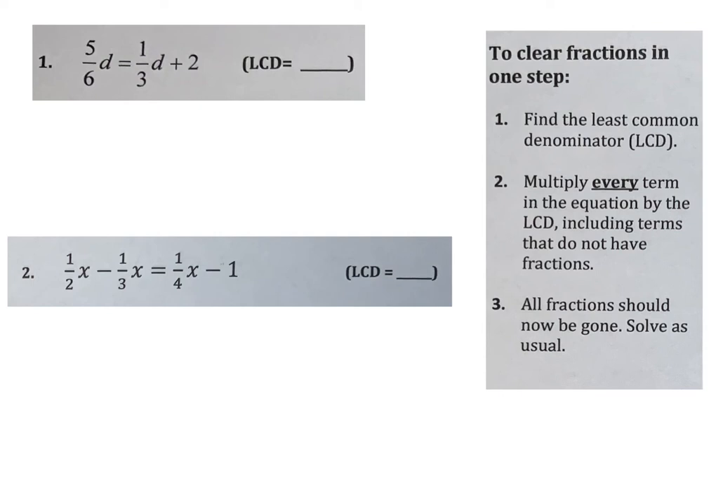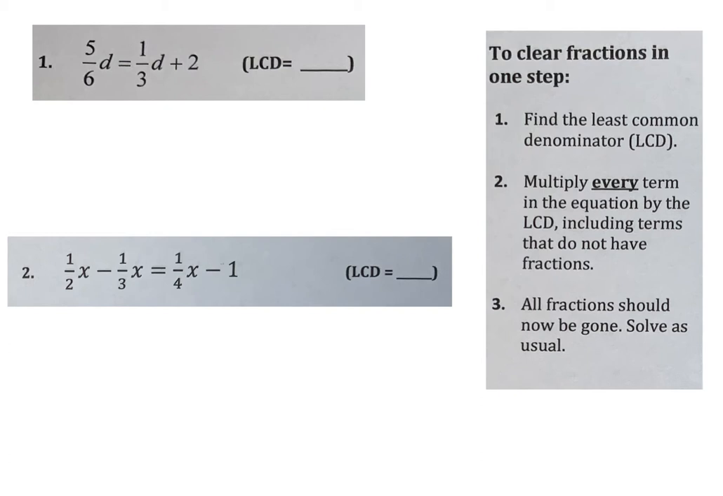It tells you to clear the fractions, multiply every term in the equation by the least common denominator, including terms that do not have fractions. So this is where the biggest mistake is made. People will jump over the ones that don't have a fraction, or they'll forget to do the other side of the equation, all right? All fractions should be gone. So your whole goal of doing this is to get rid of your fractions. So if you get to the end of this and you didn't get rid of your fractions, then you did something wrong.